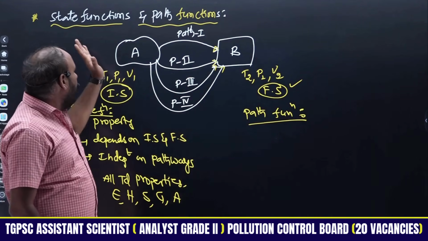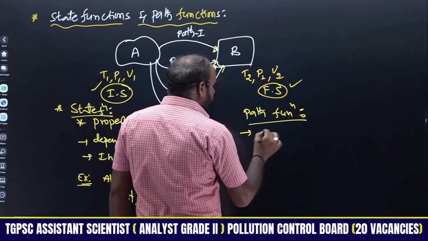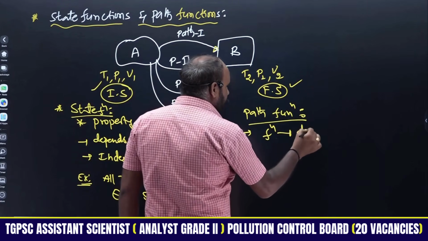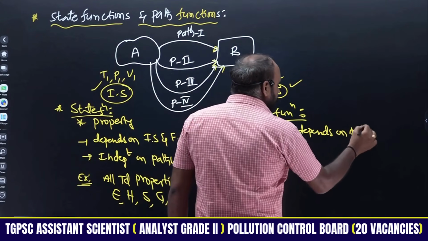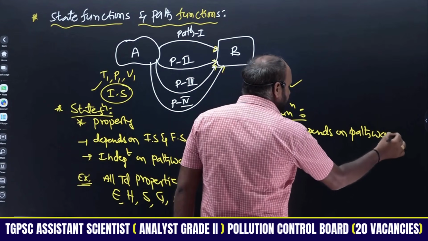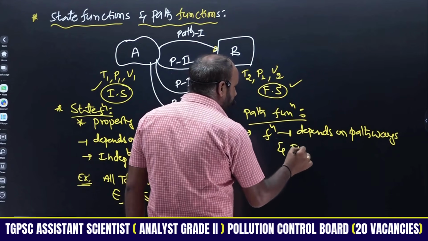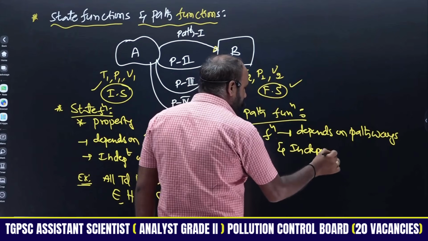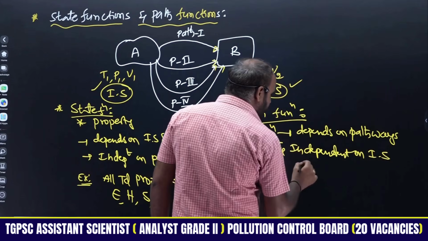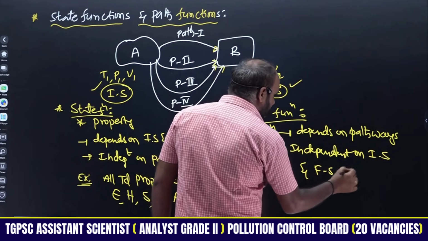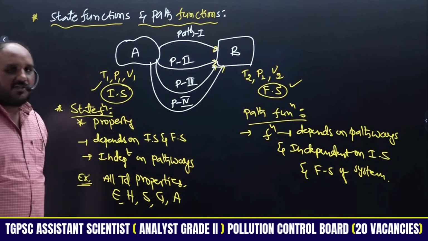That is quite opposite to the state. Whatever function we may consider, the function which depends on pathways, how many pathways are there? There are 4 pathways, and independent of the initial states and final states of the system. These are called path functions.